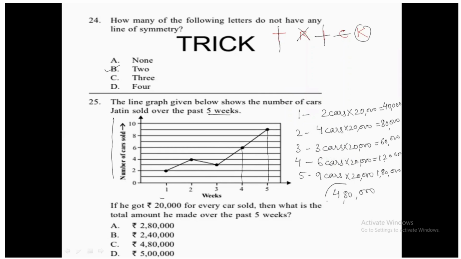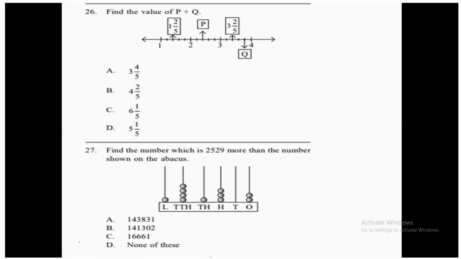So that's what he earned by selling in 5 weeks. He got 4,80,000 in 5 weeks. So that is option number C, and that's why option C is our correct answer. Understood? Okay, let's move to question number 26.